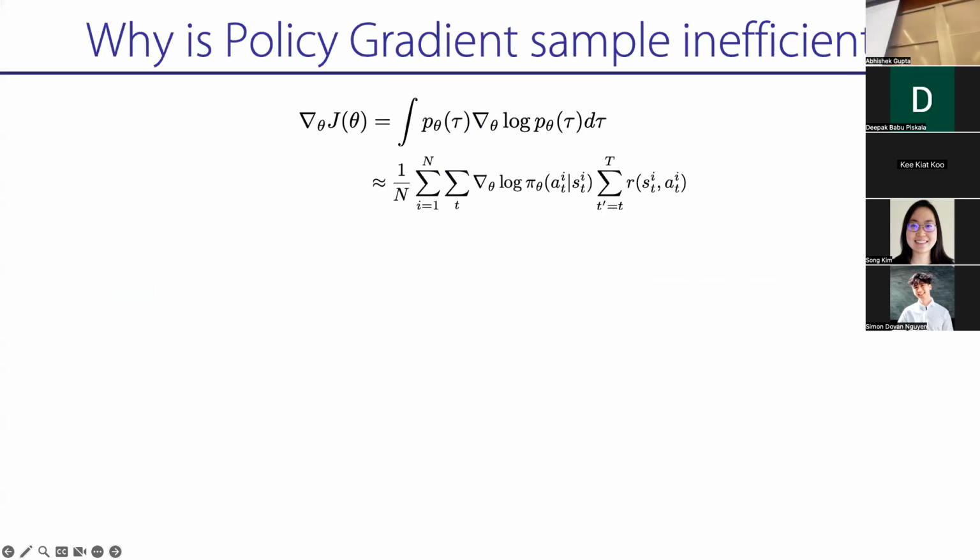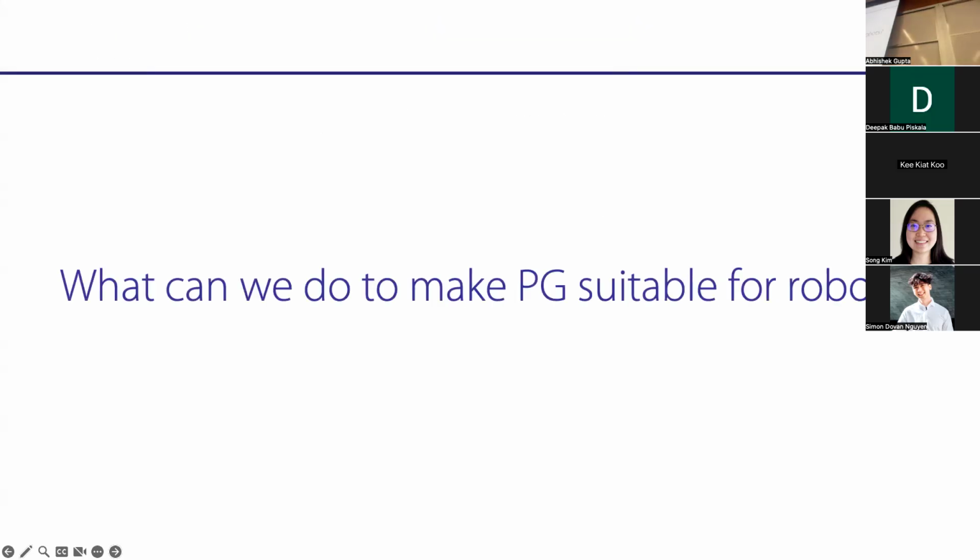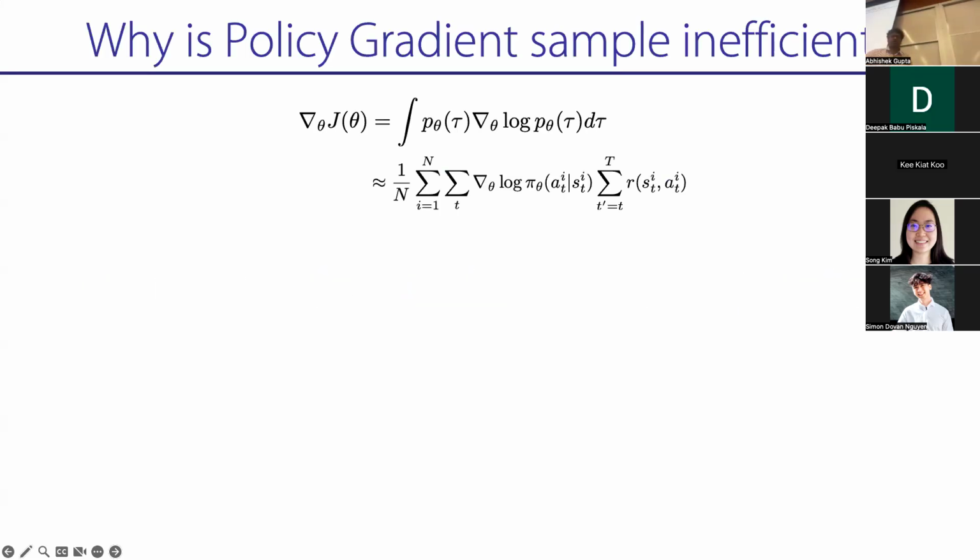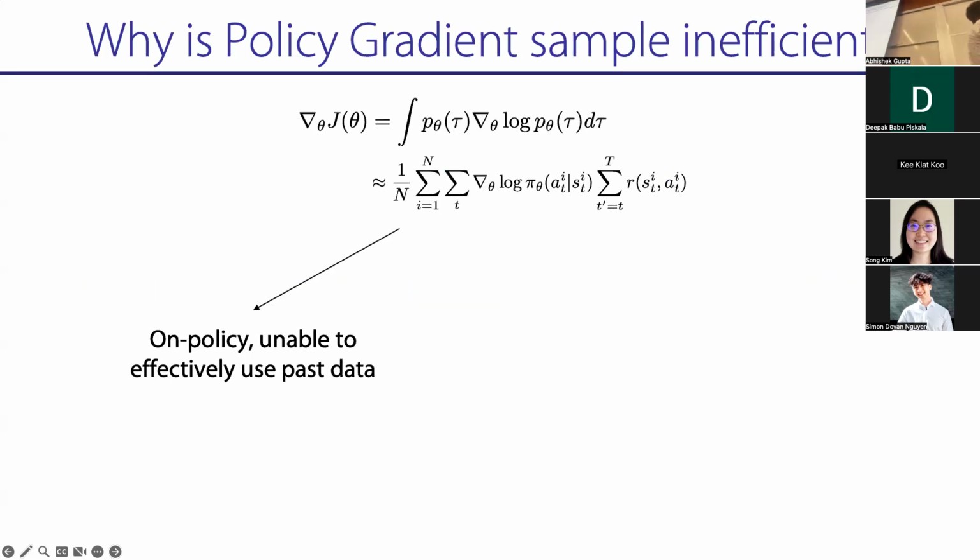So our motivation was we wanted to get policy gradient, model-free RL to work for robots. But when we did policy gradient, we said that this thing is inefficient for two reasons. The first is because it's on policy, it's only using the latest batch of data. And the second is because it's high variance, right?